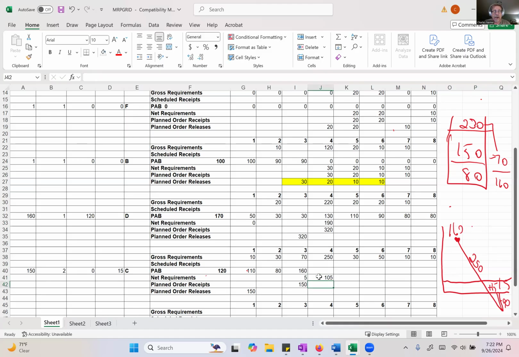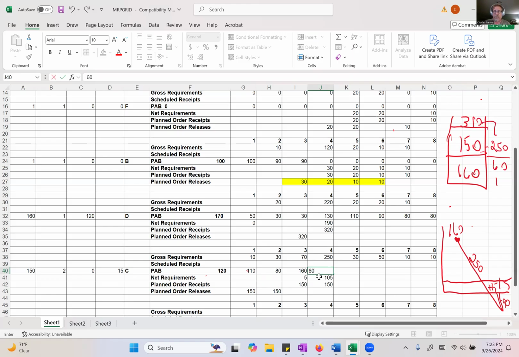So 105, which means then I got to buy another 150. I've got to release it in period 2. Okay. And then if I go to the on hand, let's do it up on top here. And for the exam, I always like to draw it out like this just to make sure I get it right. So I've got 160, and I'm going to bring in another 150. So I've got 310 to work with, and I need 250 of those. So I'm going to have 60 left over. Okay.